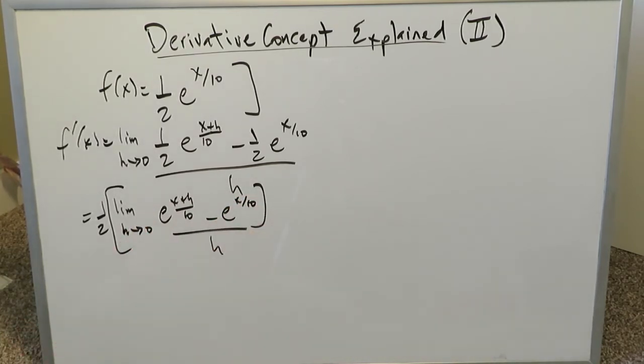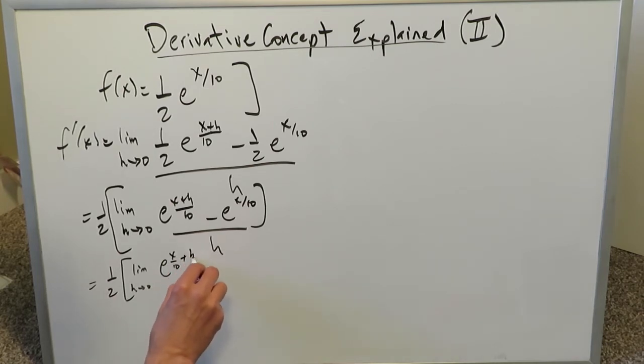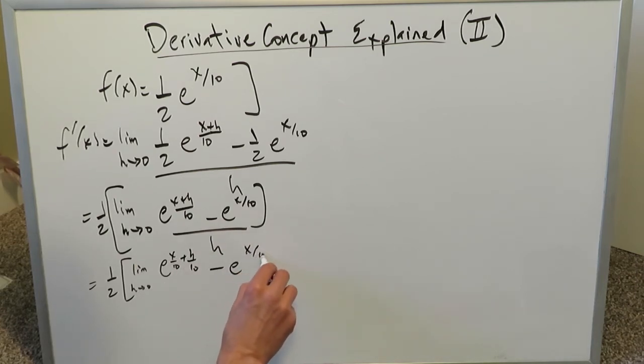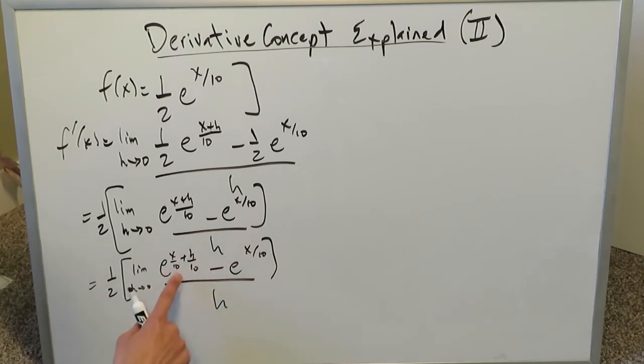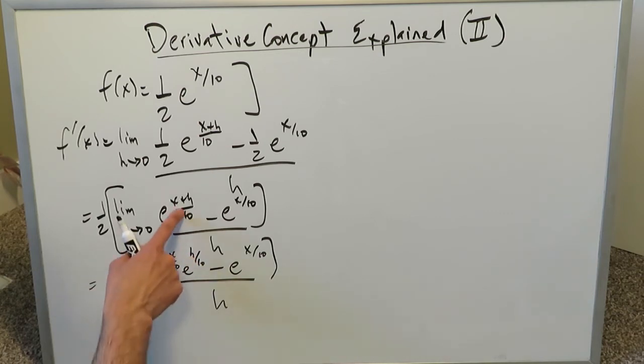You see how this process is a little more cumbersome, but it's still doable. You have to use the laws of exponents and simplify what you see. You have the limit here as h approaches 0. This can be split into e to the x over 10 plus h over 10. You see how I split this common denominator into its separate parts, minus e to the x over 10 all over h. This right here can be rewritten using the laws of exponents. When you have two similar bases, the exponents add. So this is no different than e to the x over 10 times e to the h over 10. Think about it: you have similar bases, their exponents should add, and you'd get that.